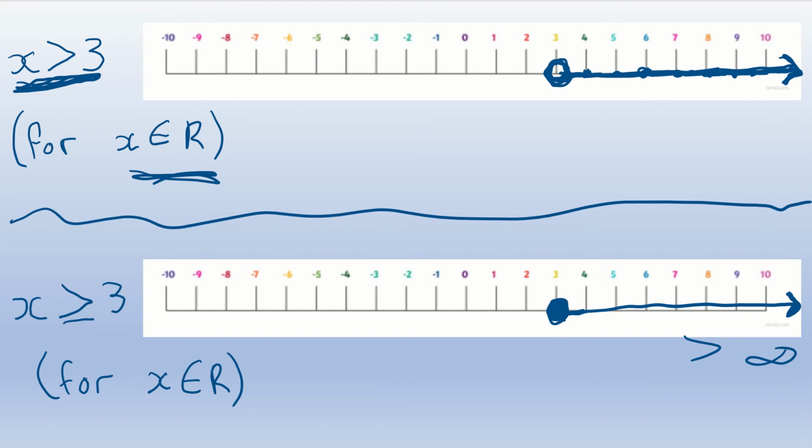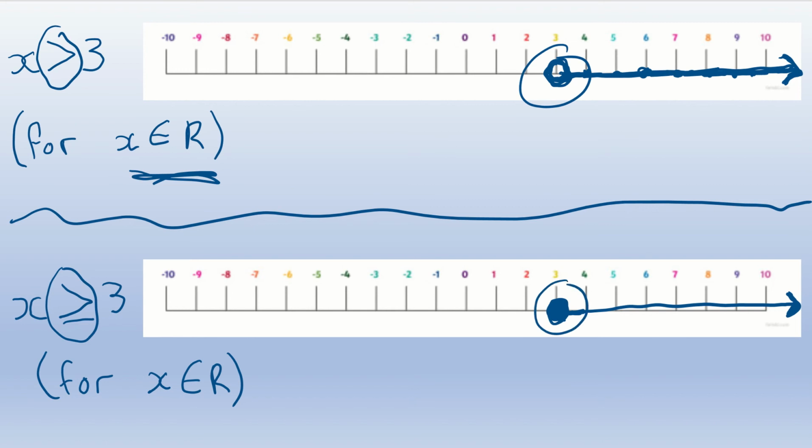So just something to be aware of, and this will be in my notes in the description as well. If you are dealing with strictly greater than, you're going to do an empty circle. If you are dealing with greater than or equal to, you are dealing with a closed circle. And the same goes for your less than and less than or equal to signs.